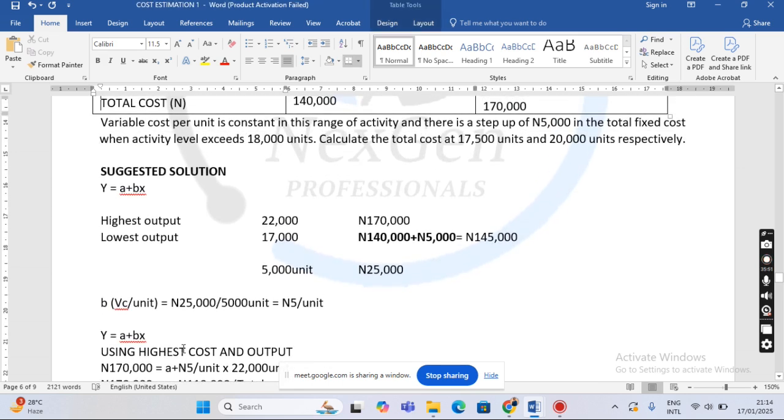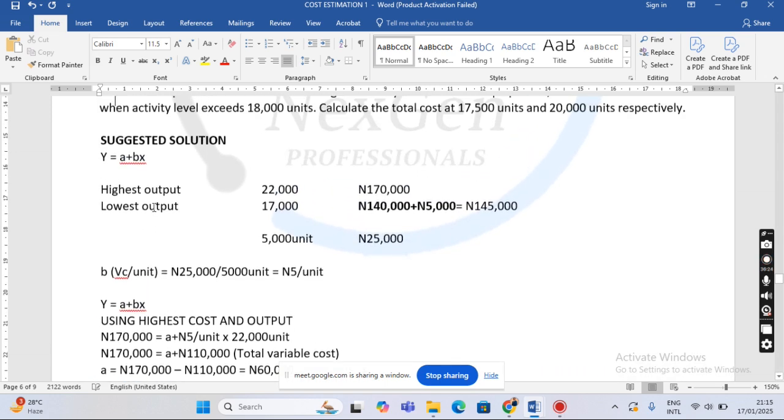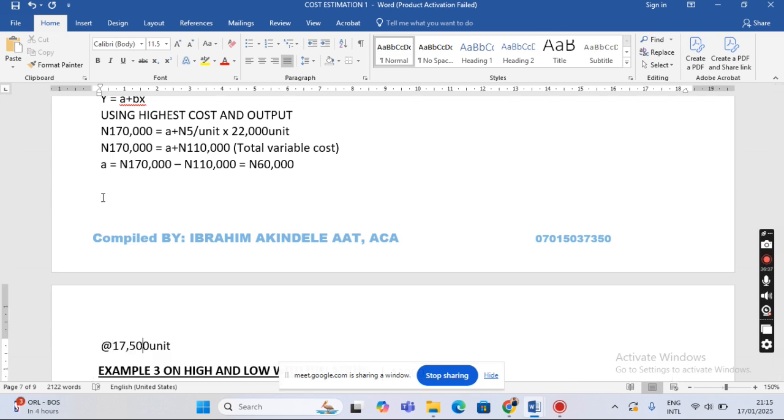Now, if this is established, the question says, calculate the total cost. What will be the total cost? I will do the one at 17,500 units, then you will give me the answer for the 20,000 units, and that is how we roll, right? Don't forget that the addition of all this together will give us the total cost, which is the Y. Now, if production is at 17,500 units, what is the total cost?